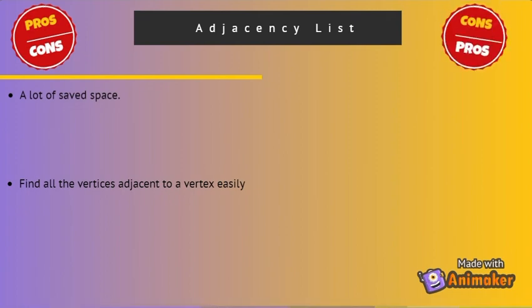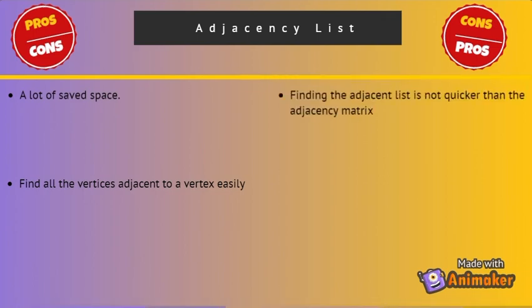Cons of adjacency list. Finding the adjacent list is not quicker than the adjacency matrix because all the connected nodes must be first explored to find them.